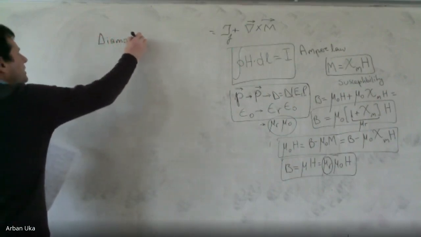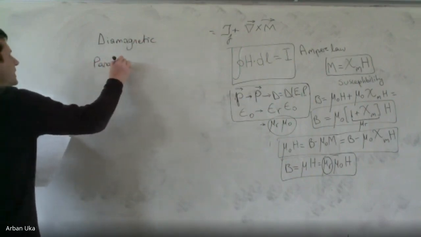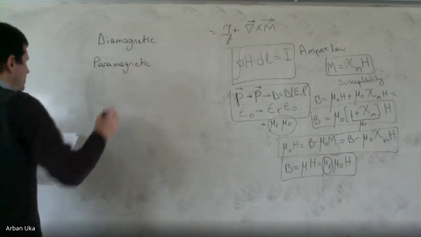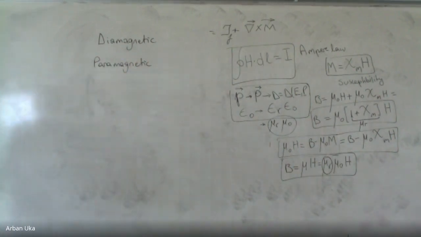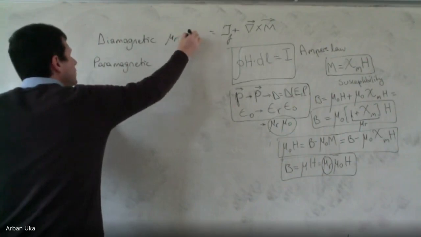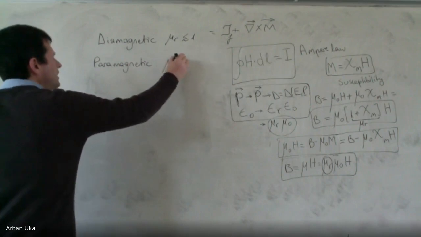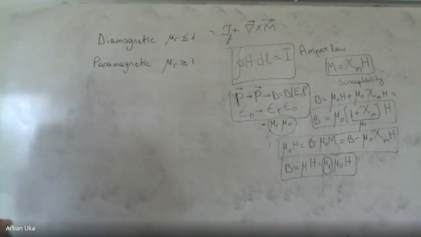We have diamagnetic material. We have also paramagnetic material. And with these two types of materials, we have that this mu R is smaller or very close to 1. And for the paramagnetic, this mu R is larger and more comparable to 1. So these are these two specific materials. And there are also some details regarding these two.